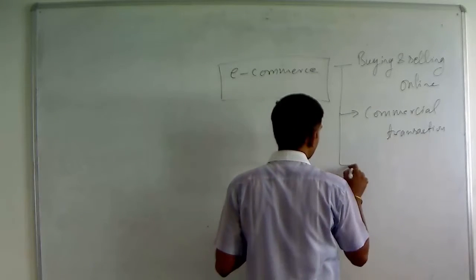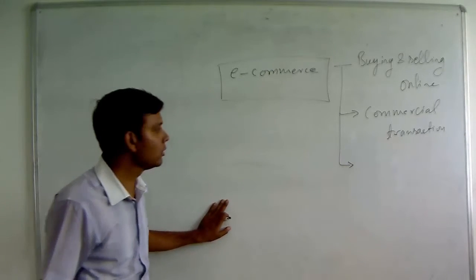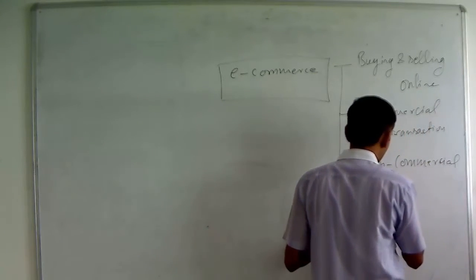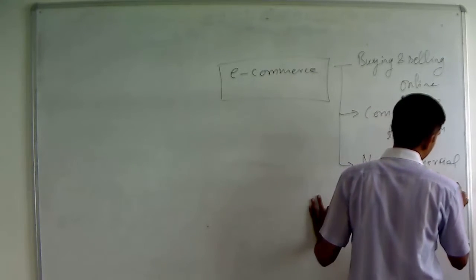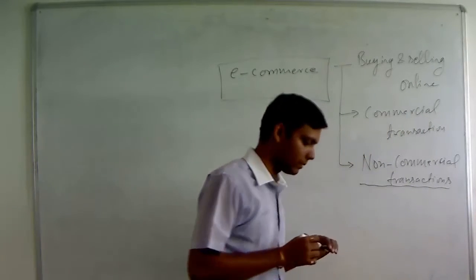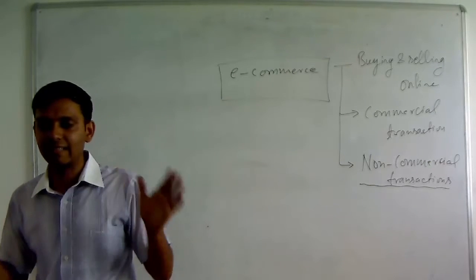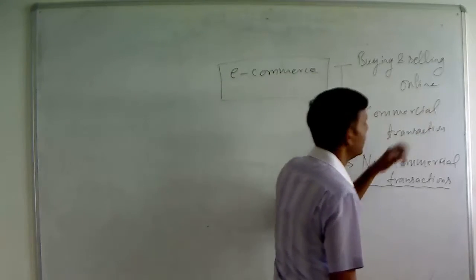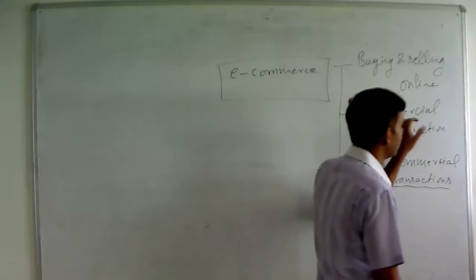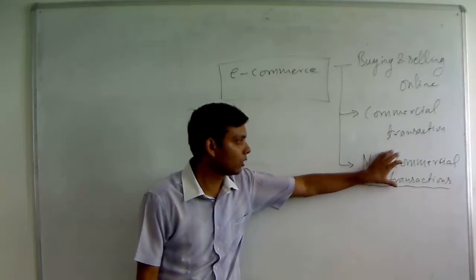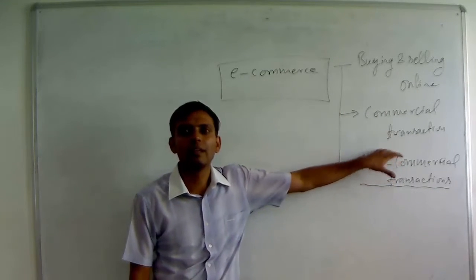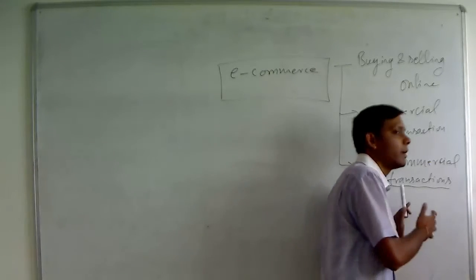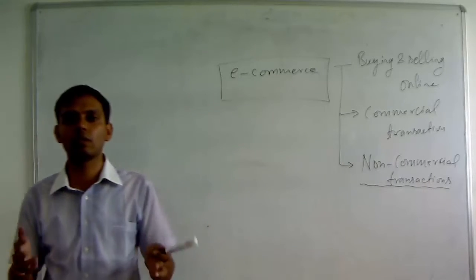But the broader definition includes non-commercial transactions. This is the new answer. If I broaden the definition of e-commerce, the latest definition says that e-commerce is not only buying and selling online, not only commercial transactions, but also includes non-commercial transactions. Non-commercial transactions means the transactions, communications or messages that you transact from one party to another, peer to peer, individual, organization to organization, government to organization, anyone.